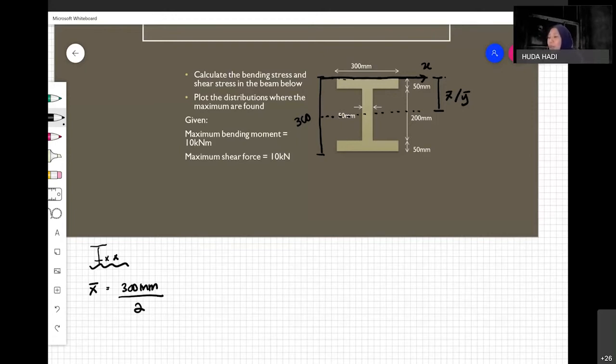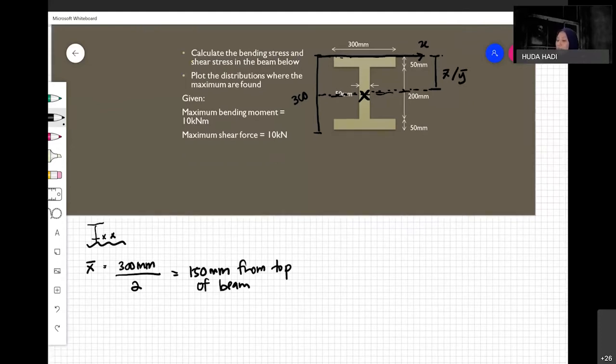Okay, I selalu letak at top. You nak letak from bottom sama je. Or you want to put it in the middle here pun boleh, which actually sama. Kalau you letak kat sini, X bar dia kosong. So I letak at the very top. So I put it there. And I get 150 mm lah. You nak tulis from top of the beam pun boleh.